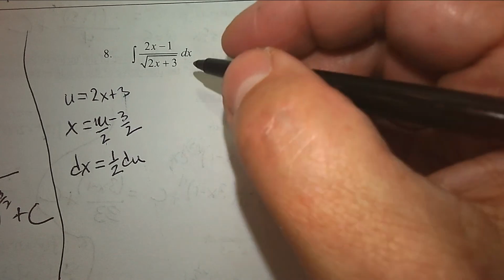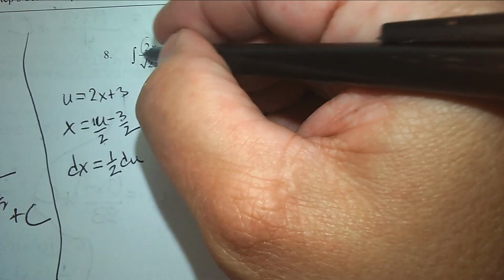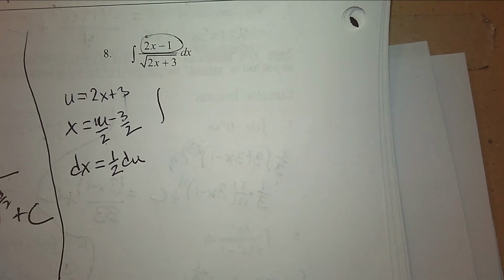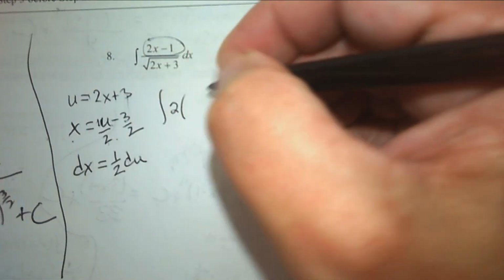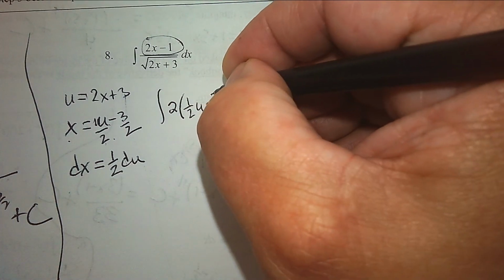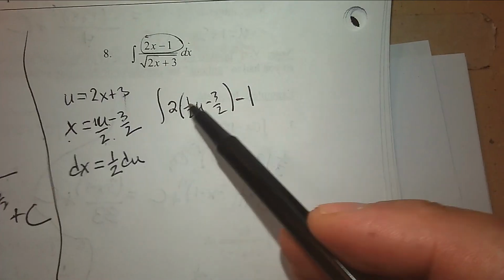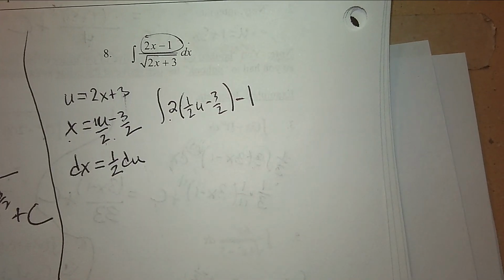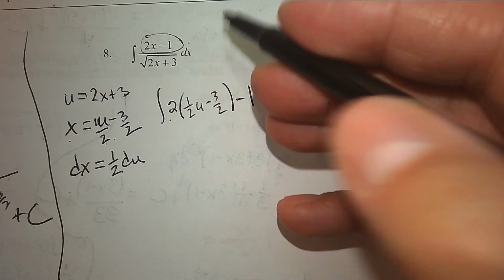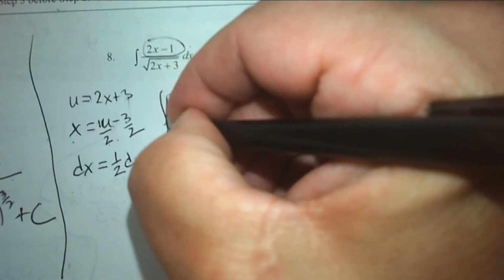Here we go. So where I see 2x minus 1, what should I put in its place? What does x equal? So that would be 1/2 u minus 3 over 2. And then minus 1. So instead of 2x, subtract 1. Where there's an x, you put in what x equals. Correct? Instead of dividing, what I'm going to do is I'm going to multiply.